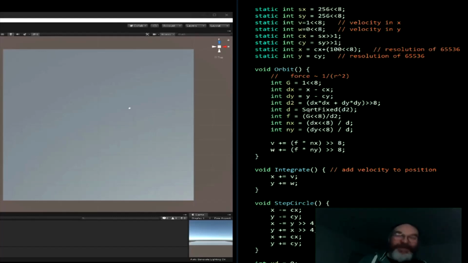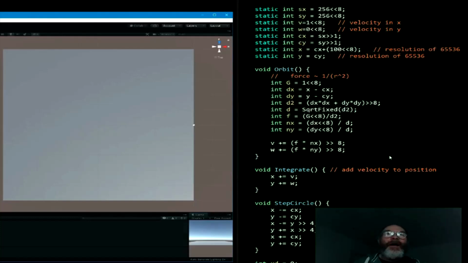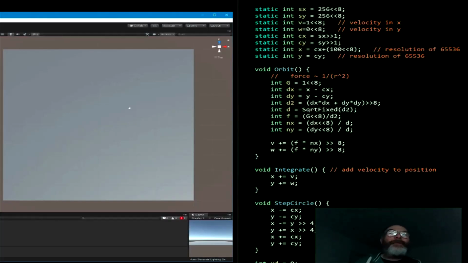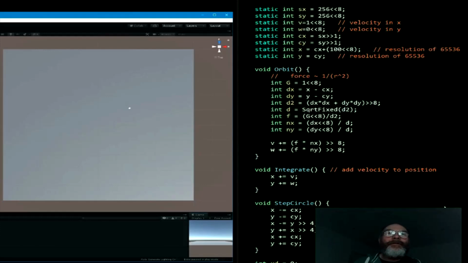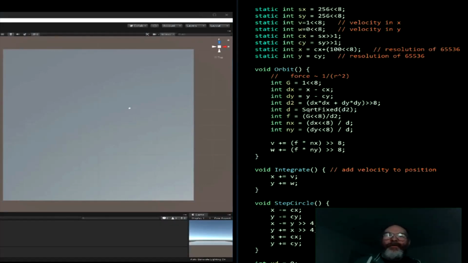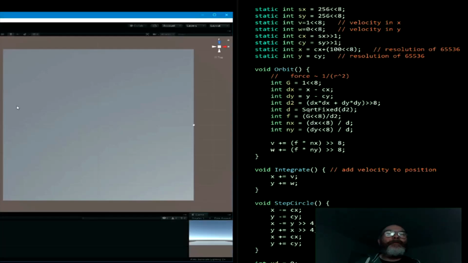There's a reason why nothing happened, just because I'm not executing any code. So let's execute the orbit, and let's then also integrate. Oh, something happened. All right. So what I'm going to do is turn off the orbit, and then we can just see how this is behaving.